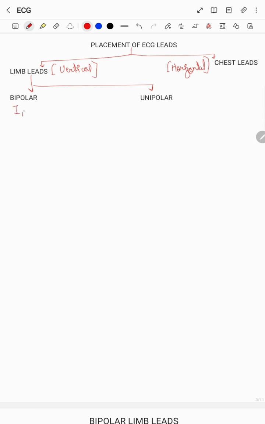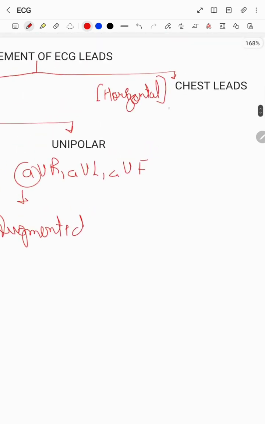Bipolar limb leads are lead 1, 2 and 3, and the unipolar limb leads are AVR, AVL and AVF, wherein A stands for augmented. If I talk about chest leads, we have 6 chest leads, namely V1, V2, V3, V4, V5 and V6.